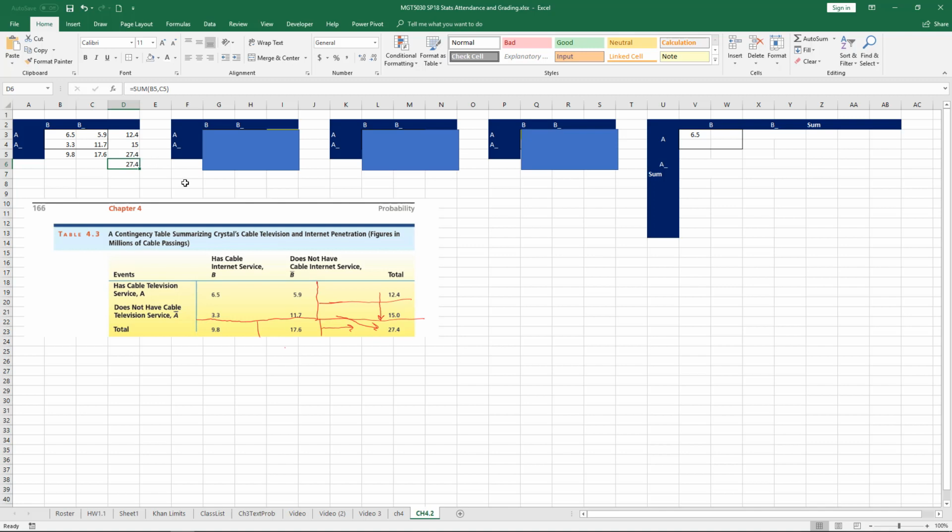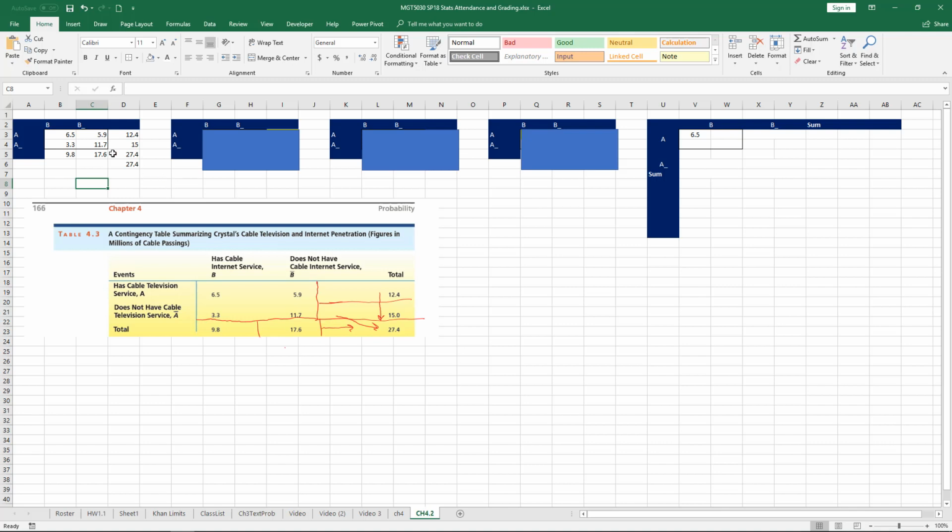Now, you do have to read the chapter and the section that we have here to understand how these problems are set up, but these completely cover the sample set that we're interested in. There's no gaps in here. That's why if you add the numbers up, it comes up to the total number of customers that have TV and/or internet service. Okay, it's 27.4.